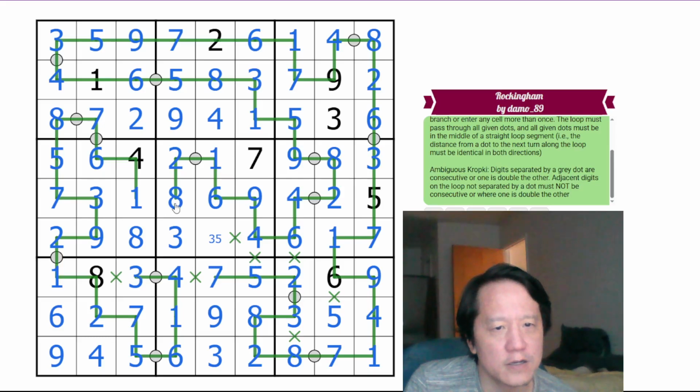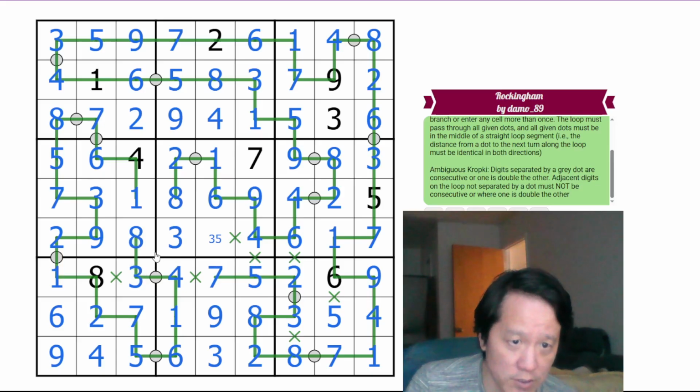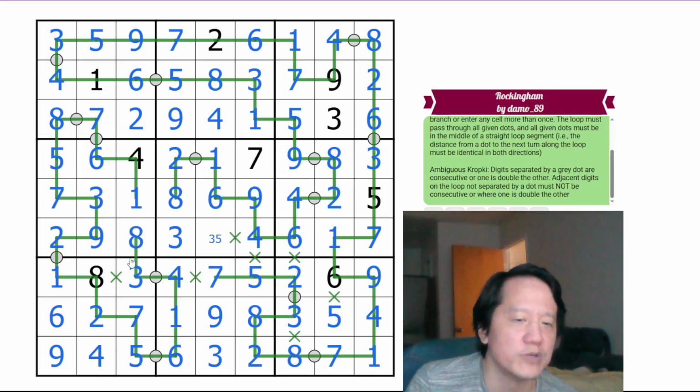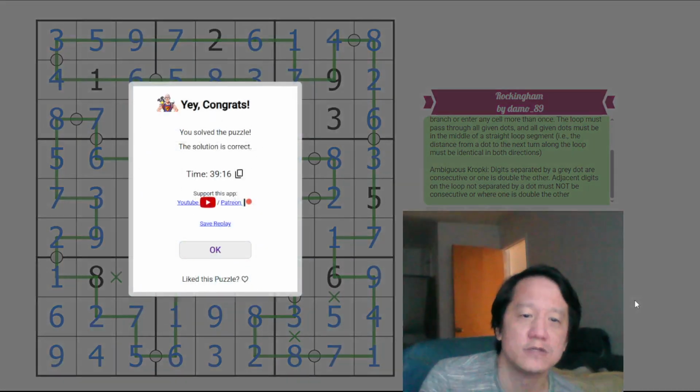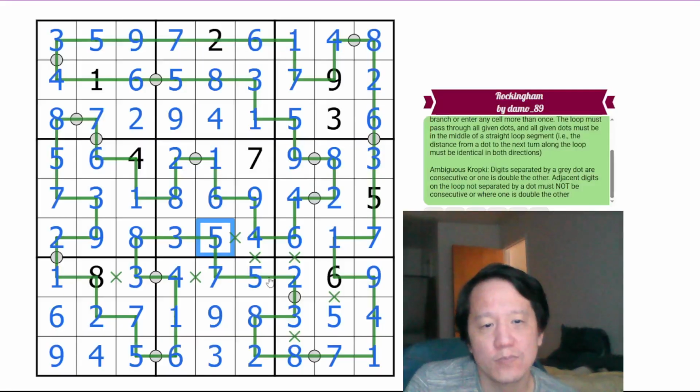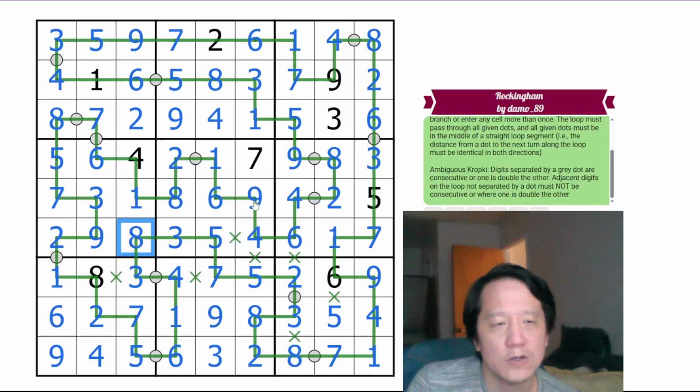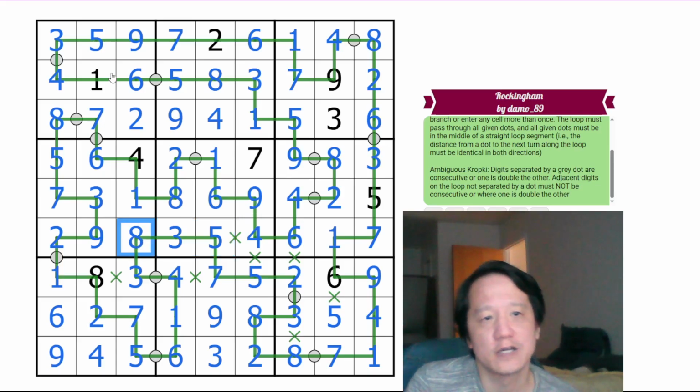8 cannot... If 8 goes... So 3 has to go here. Cannot connect with the 1 because that would form a loop. So it has to go this way, that way to connect. So therefore we connect that way. And I think that's the solution. So then this is 5. Interesting. I guess we should double check.